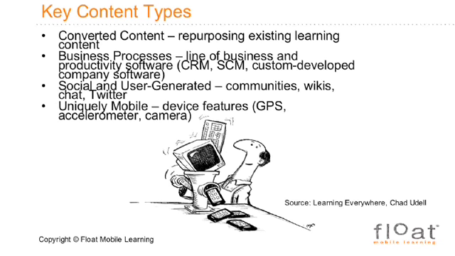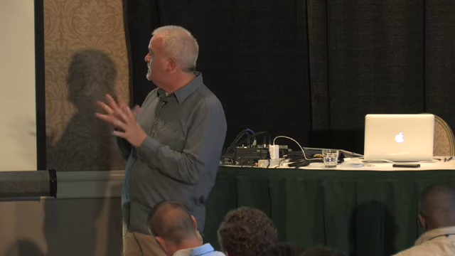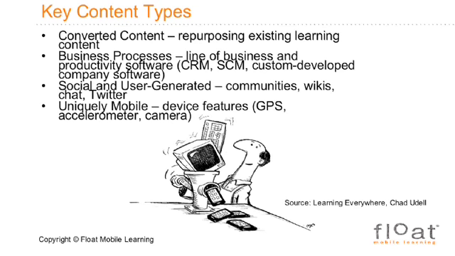Social and user-generated. So we've talked about that, where there might be lots of information to be found in your existing social areas. So communities and wikis, maybe use Yammer. Those places where people collaborate. There might be some great content there. And then the things that are uniquely mobile. And that goes back to our reimagine and thinking expansively.